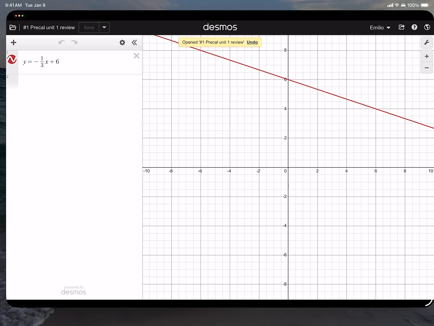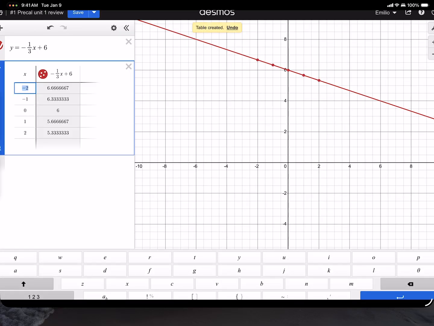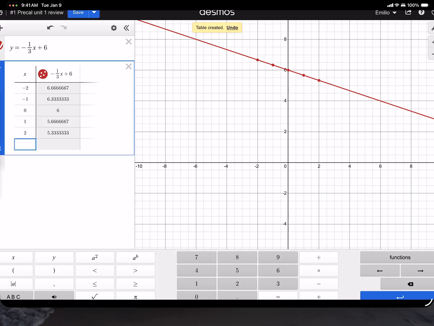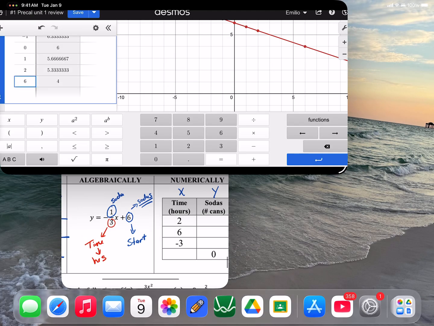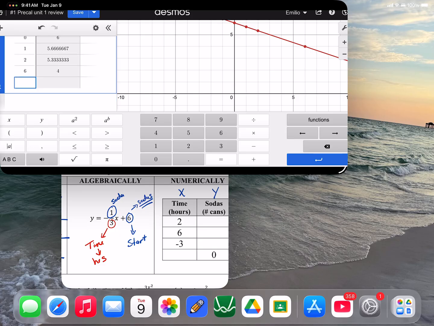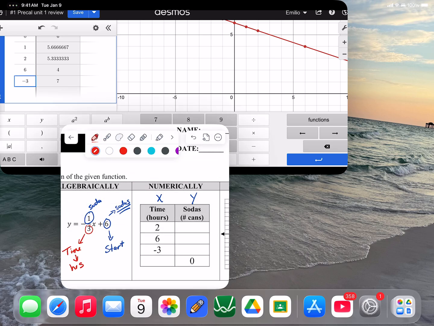If you want to pop up the table, what you want to do is hit the settings wheel, then hit the table, and there you can pull up the values, right? If I need the number 6, which we do, you can just put 6. What else did we need on this one? It was asking for -3, right? So you can just do -3, boom, there's your answers. So we can fill in some of this table already. 6 is 4, -3 is 7, and then 2, we can just put 5.333, always round to 3 decimal places.